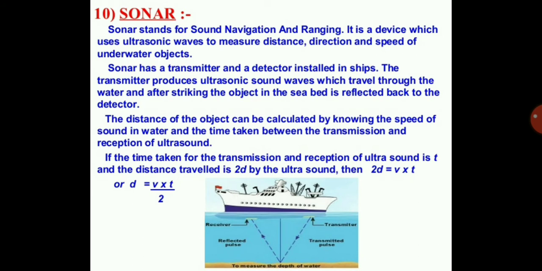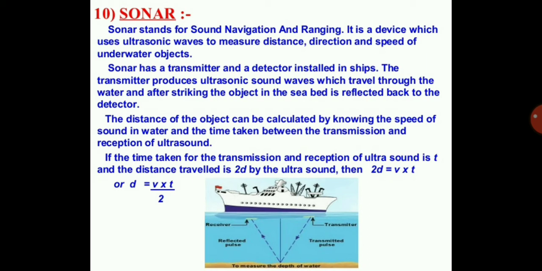Next, sonar. Sonar stands for sound navigation and ranging. It is a device which uses ultrasonic waves to measure distance, direction and speed of underwater objects. So sonar has a transmitter and a detector installed in ships. The transmitter produces ultrasonic sound waves which travel through the water, and after striking the object on the seabed, are reflected back to the detector. So you have seen the Titanic picture, correct?